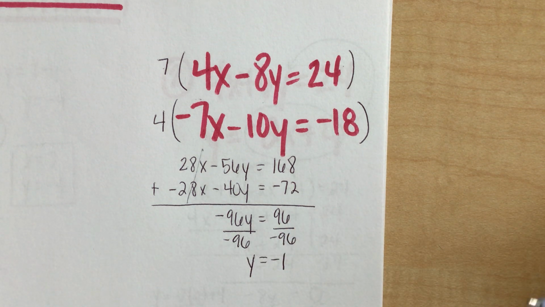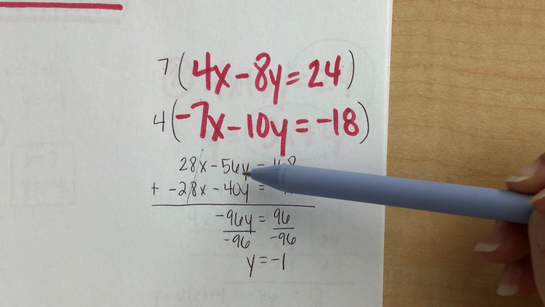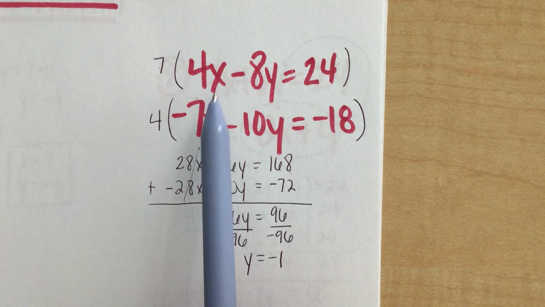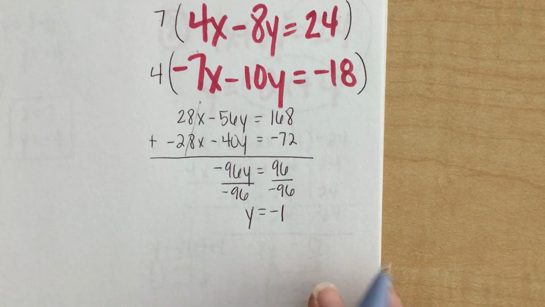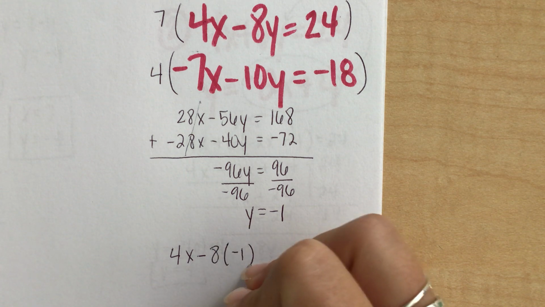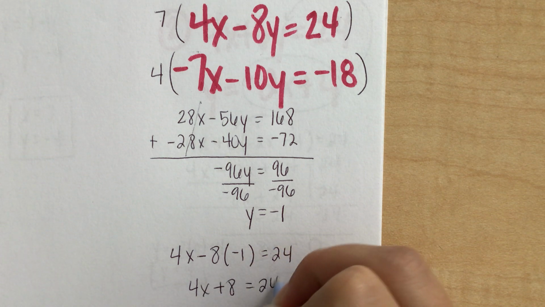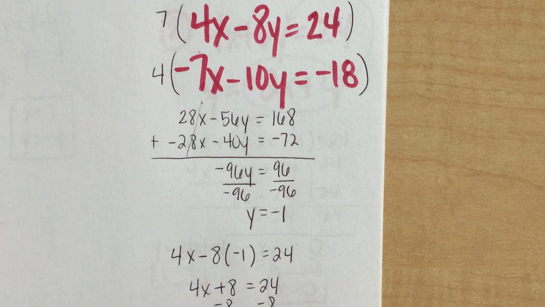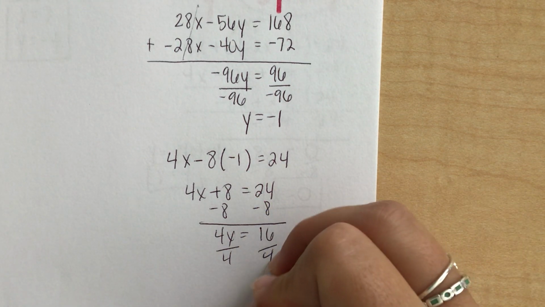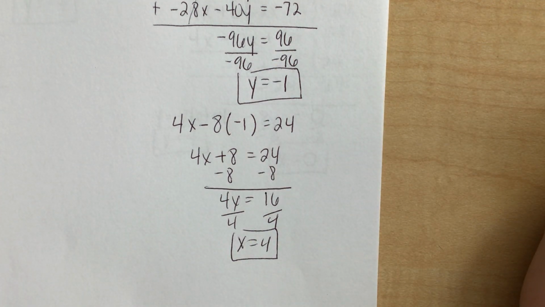Now that I know that y equals negative 1, I can plug this back into either one of these two, right? So we can plug it back into any of the equations that we want to do. I'm just going to go back to the first equation. I'm going to plug it in there. So I have 4x minus 8 times negative 1 equals 24. So 4x plus 8 equals 24. So now this is just a matter of solving the simple equation. Divide by 4, and we get x equals 4. So y equals negative 1 and x equals 4.